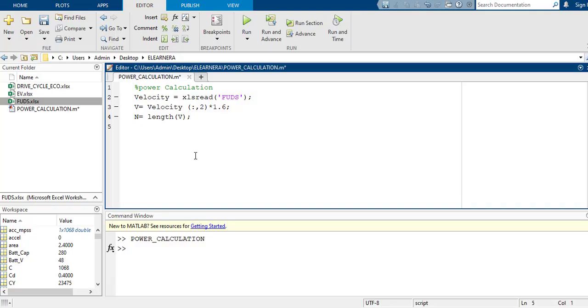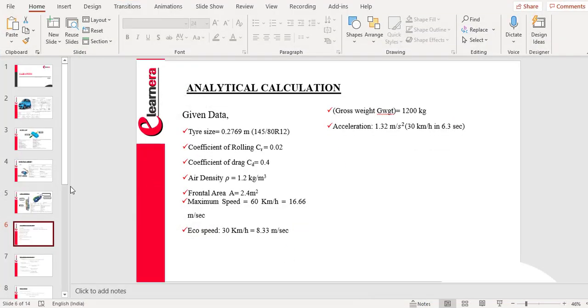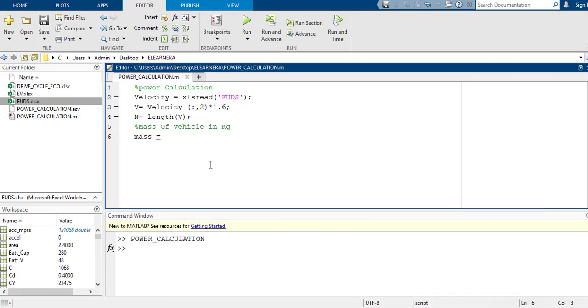Then we have to put the mass of the vehicle in kg. So mass is equal to, what is our mass in this? We are considering a gross vehicle weight of 1200 kg.